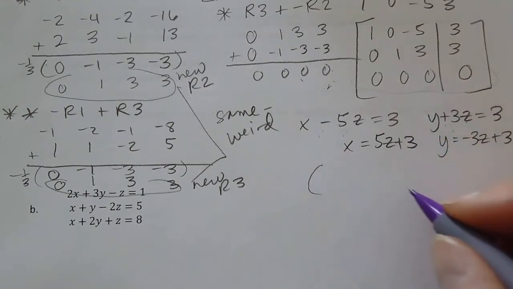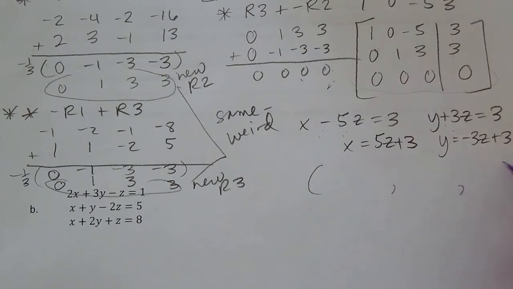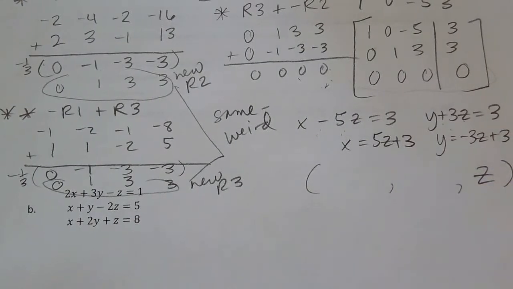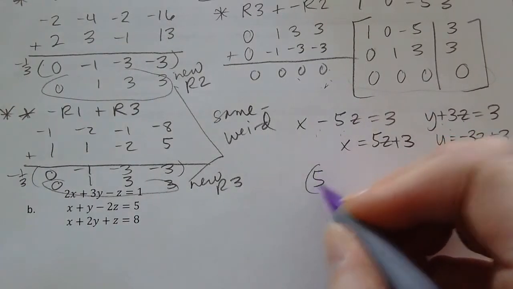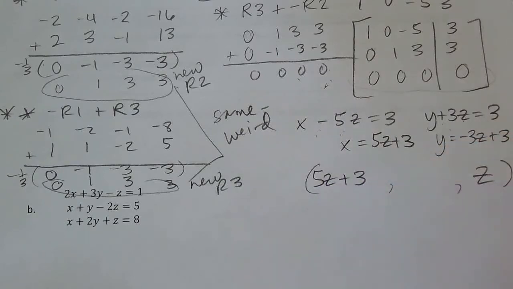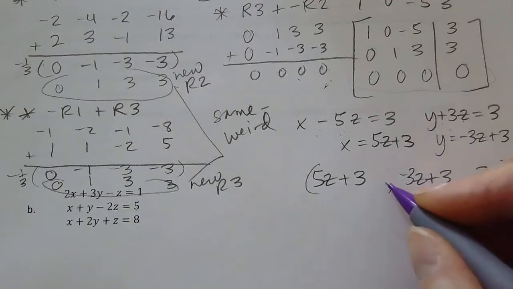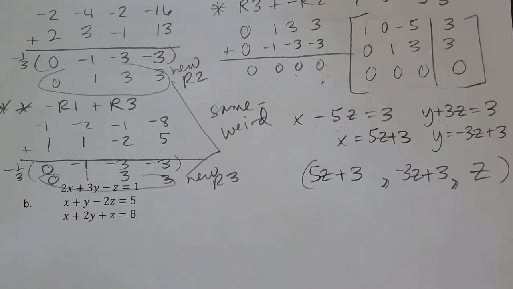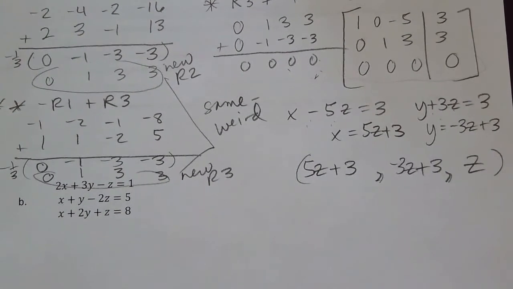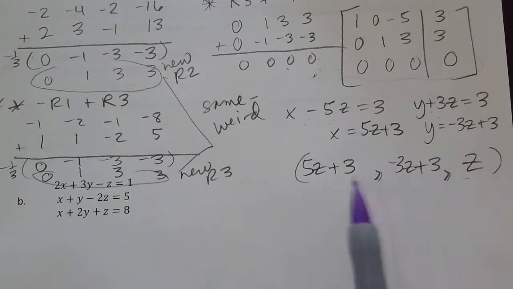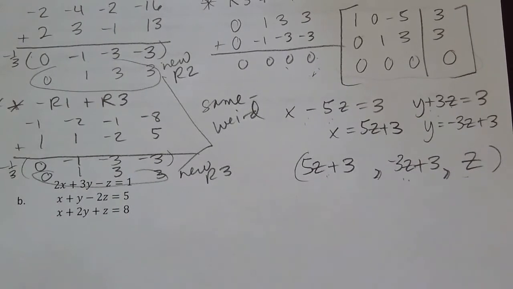And then when I write my triple, I'm just going to make everything in terms of z. So z is going to be the letter z, x is going to be 5z plus 3, and y is going to be negative 3z plus 3. So because I had many solutions, I can't just write many. I need to give some parameters for them. And this says whatever z is, this is how I fix my x, this is how I find my y.